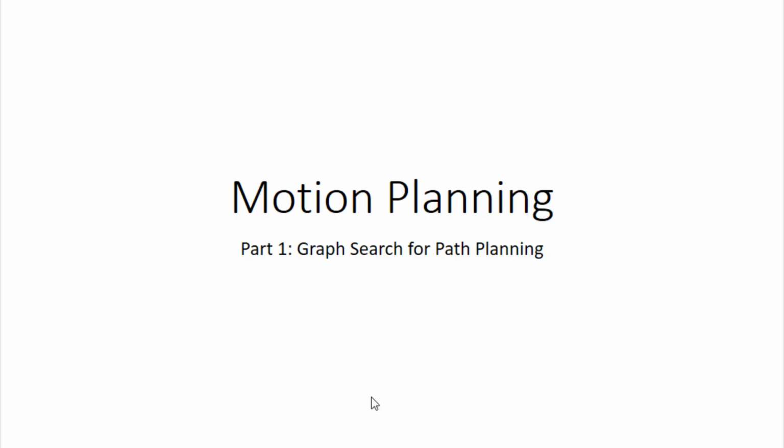This week we're going to talk about motion planning, and we're actually going to be talking about motion planning for quite a while, so I'm labeling this as part one. And the first part of this is graph search for path planning.